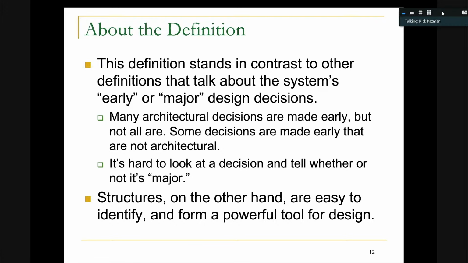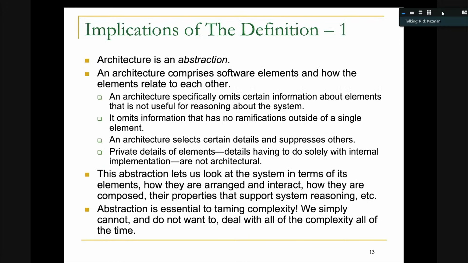But if you focus on the structures, that an architecture is about the structures of the system, their elements, their relationships, and the properties of those, then you can really start to reason about an architecture, because an architecture is an abstraction. It's about elements and relations and their properties. Why do we use abstractions? Well, we need them to manage complexity, right?